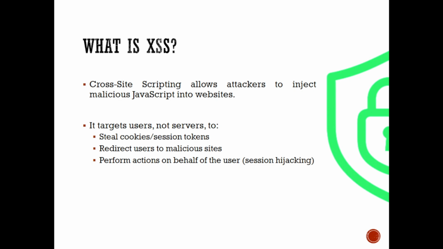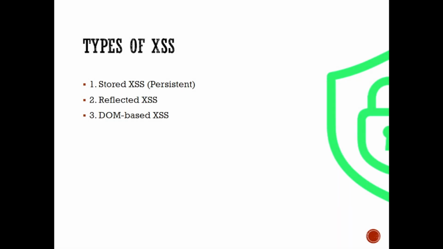Types of XSS. 1. Stored XSS, persistent. Malicious code is saved in the database, triggered when users visit infected pages. 2. Reflected XSS. Payload is reflected via URL or form data, no database storage, executed on user interaction. 3. DOM-based XSS. Manipulates client-side scripts or DOM, exploits JS functions like innerHTML.